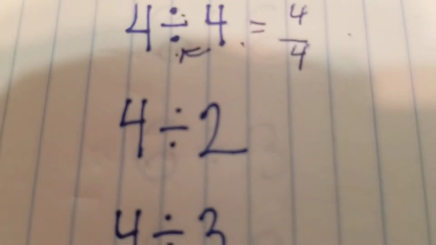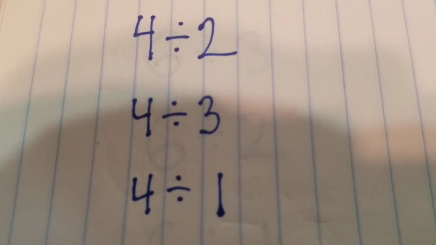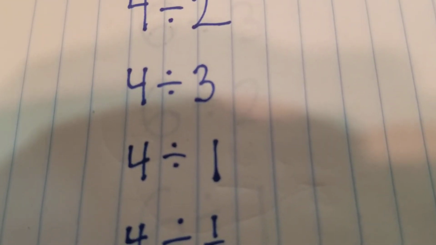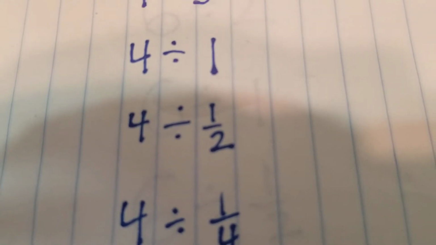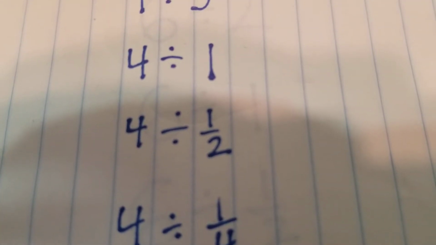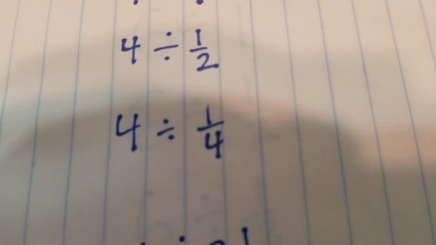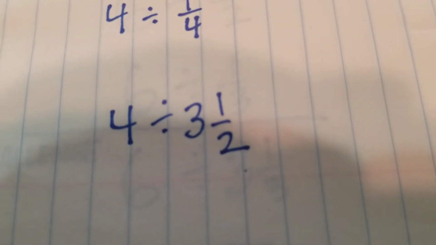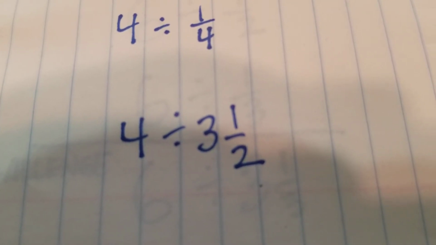So we're going to say it like this: 4 put into groups of 4. This one is going to be 4 put into groups of 2, 4 put into groups of 3, 4 put into groups of 1, 4 put into groups of a half. Haha, you can see what I'm doing there with fractions. 4 put into groups of a fourth. And then this crazy one, 4 put into groups of 3.5.